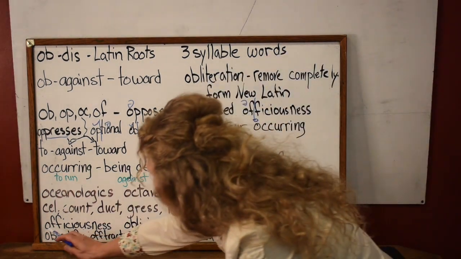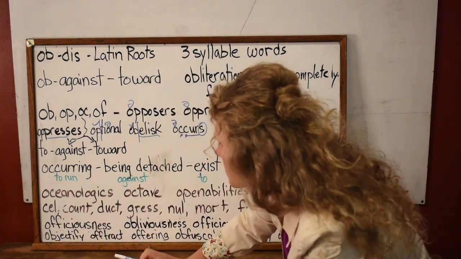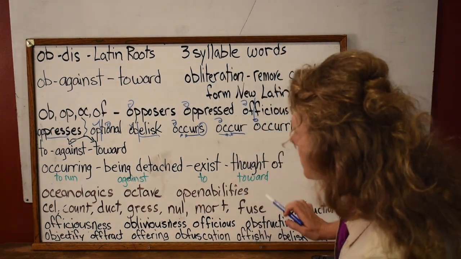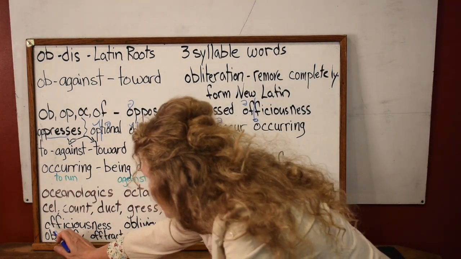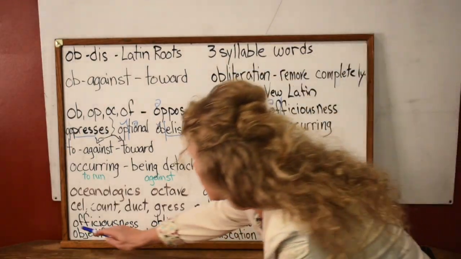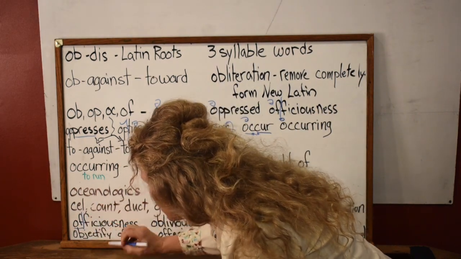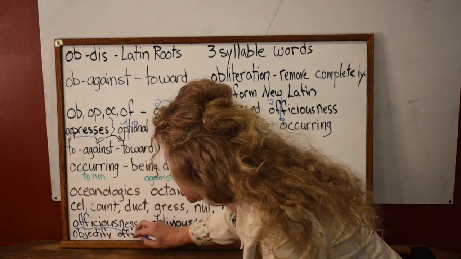Now we have, what's this word again? Officiousness. We had that up here. We're just going to talk about multi-syllable words. Okay, so we have the word officiousness. Look at that. Prefix, root, suffix, suffix.